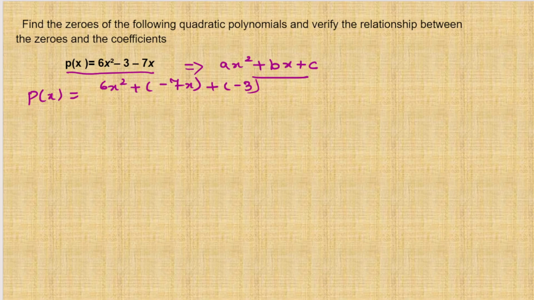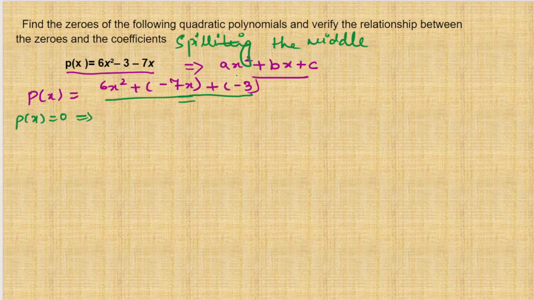For this, what we are going to do is split the middle term, because we will put px equals 0 and find the factors of this. For finding the factors of a quadratic polynomial, we use the splitting the middle term technique. So it can be like this. The factors of this are 2 into 3 and it is minus 3. So we are going to factorize it in the form of 6x square minus 9x plus 2x minus 3.